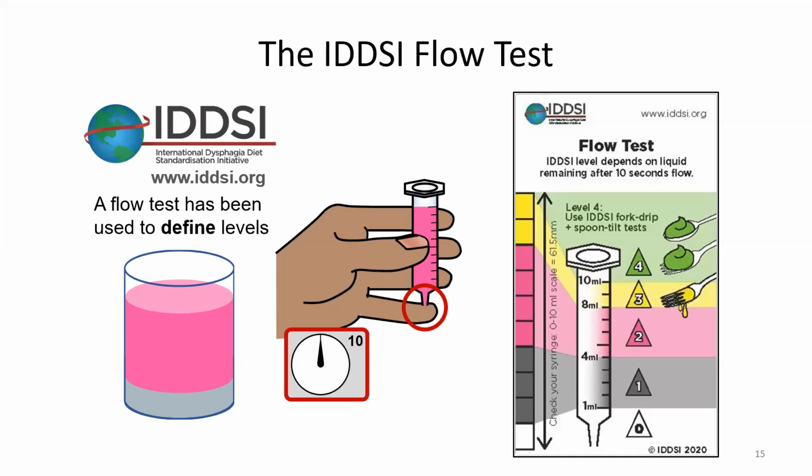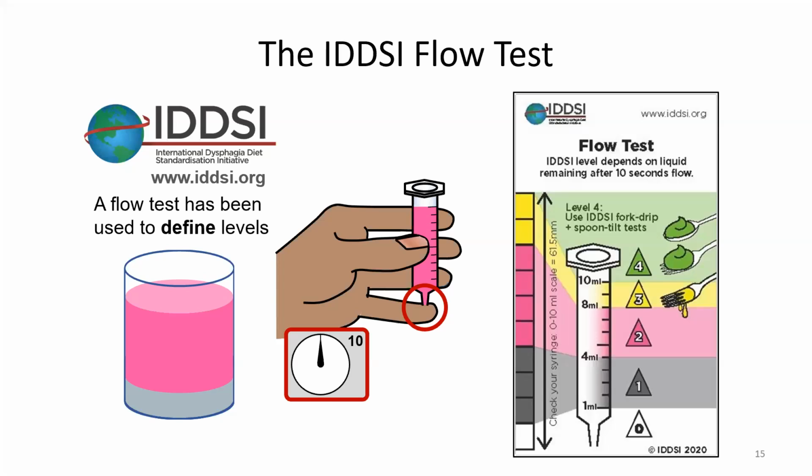So when you as a clinician recommend thickened liquids, we think it's important that you be clear about how thick you think the material needs to be. On this slide, you see an illustration of the IDDSI flow test, which has been designed to look at how much material is left behind in a standard 10 milliliter slip tip syringe after 10 seconds of flow. Provided that you use the correct syringe for that test, it is valid and highly reliable for determining whether a liquid falls into levels 0, 1, or 2 of the IDDSI framework. That's the white, gray, and pink zones on the card.